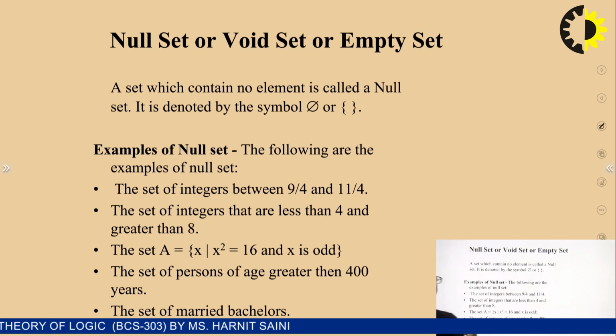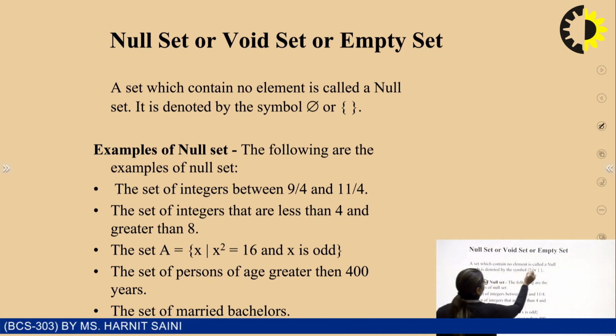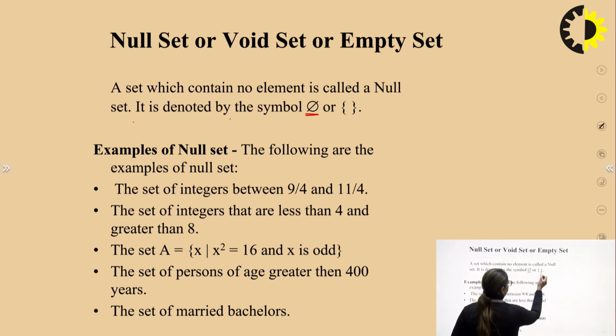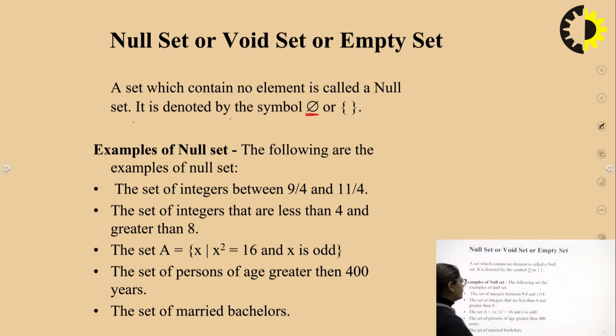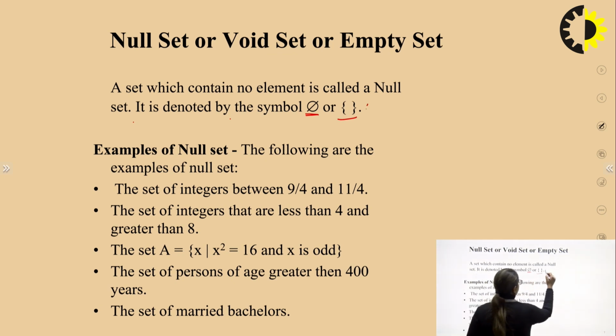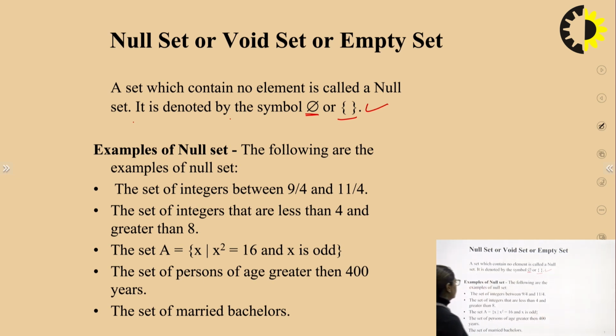Now, the null set, or the void set, or empty set. A set which contains no element is called a null set. It is denoted by this symbol, or we can even write empty curly brackets, right? This also symbolizes that there is no element in the set.